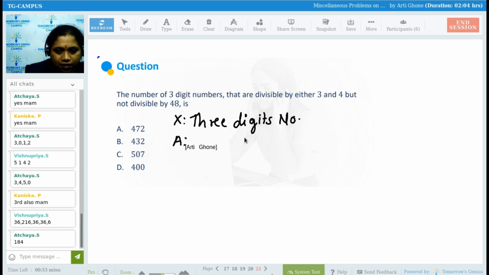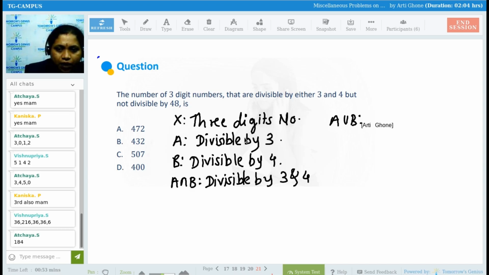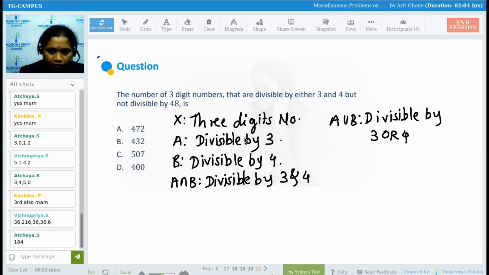Out of which A set is divisible by 3, B set is divisible by 4. So A intersection B is divisible by 3 and 4. A union B is divisible by 3 or 4, and 48 is a completely new set.